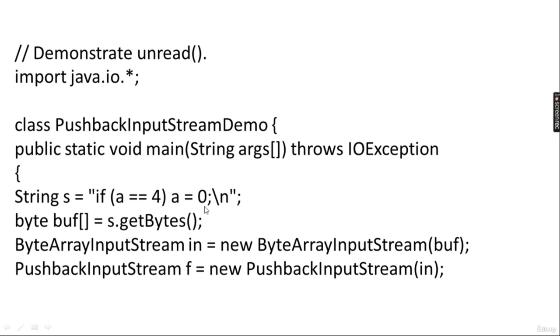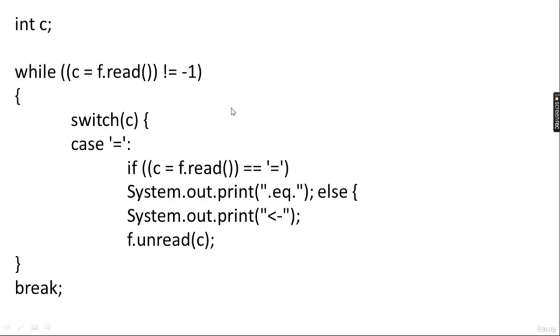Second, byte array input stream. We will take the byte array input stream, and that byte array we will specify over here. Then that byte array input stream object we will specify in the bracket of PushbackInputStream. Okay, so character one by one we will read, unless the end of the string is encountered, in the while loop. Switch character case: if c is equal to f.read() is equal to.